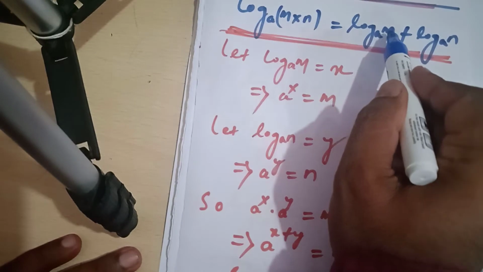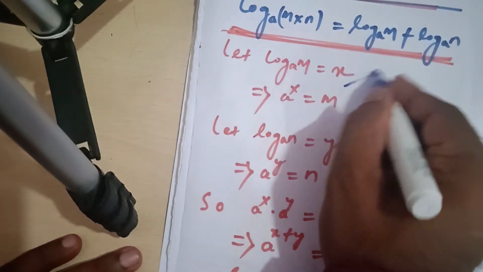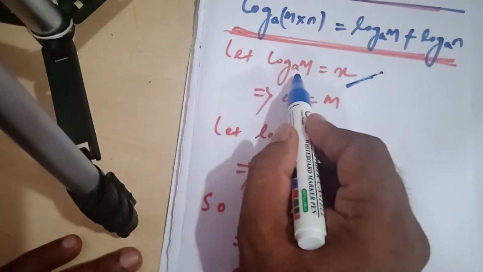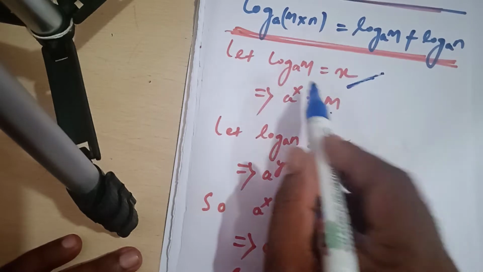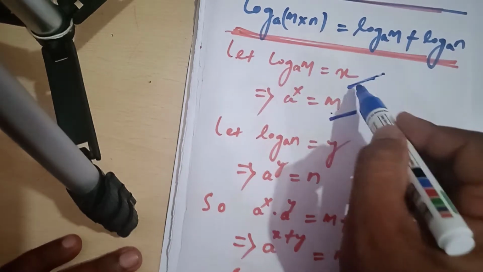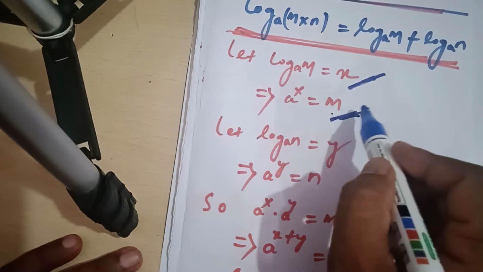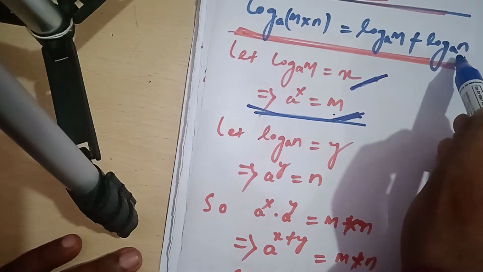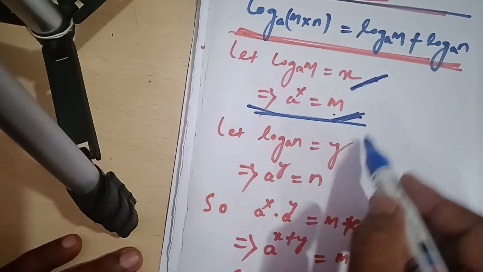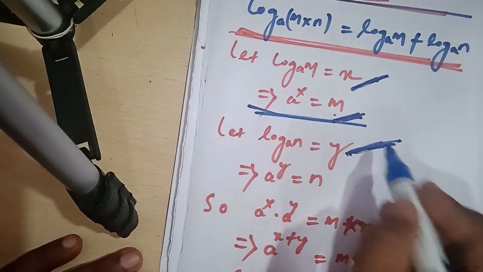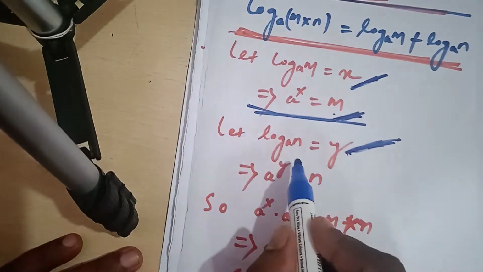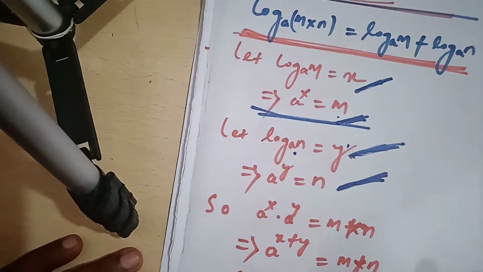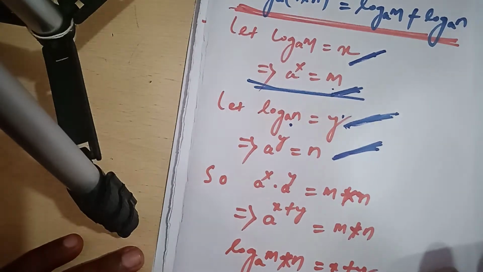Let log m to the base a is equal to x. In exponential form, a to the power x is equal to m. This is logarithmic form, this is exponential form. Second, let log n to the base a is equal to y. In exponential form, a to the power y is equal to n. So, we have two things.